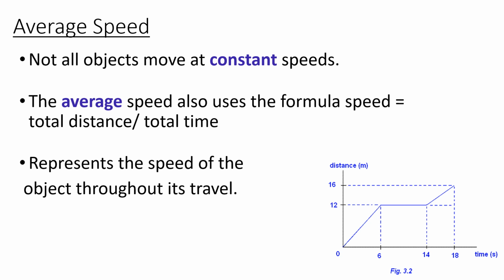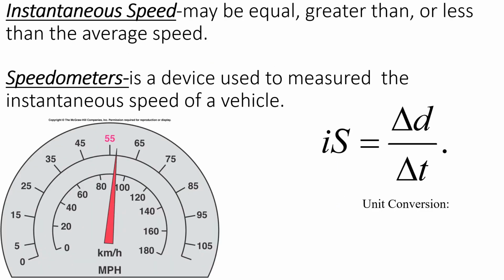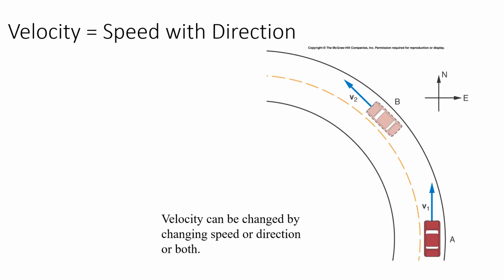Okay, next is the average speed. Not all objects move at constant speed. The average speed also uses the formula speed is equal to total distance divided by total time, so it represents the speed of the object throughout its travel. And then the instantaneous speed may be equal to, greater than, or less than the average speed. So a speedometer is a device used to measure the instantaneous speed of a certain vehicle.